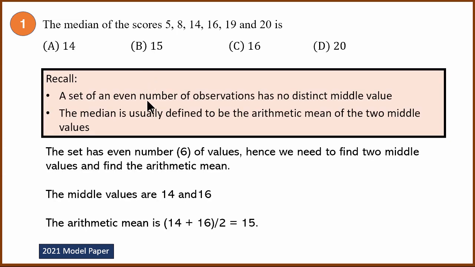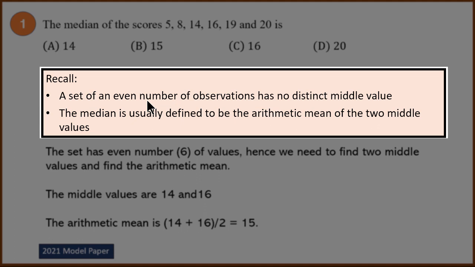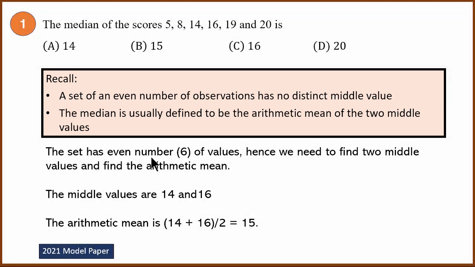We need to understand that a set with an even number of observations has no distinct middle value. Therefore, the median is usually defined to be the arithmetic mean of the two middle values. The set has an even number of values. Hence, we have to find the two middle values and their arithmetic mean.